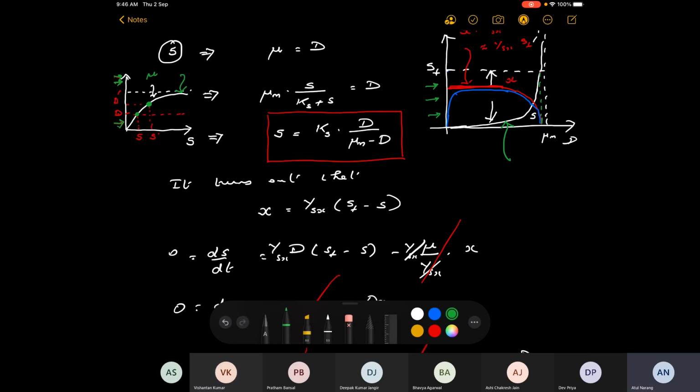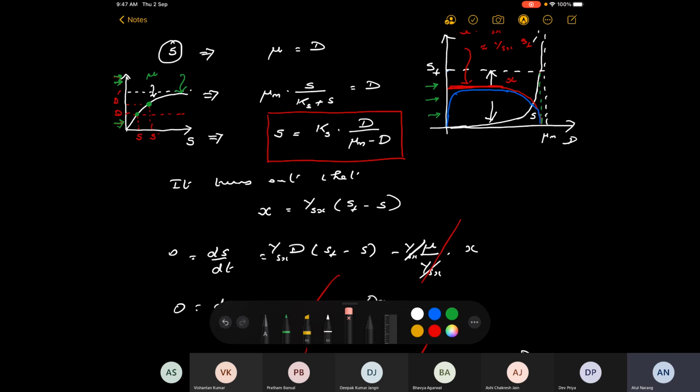Yes, sir. And the second thing I want to point out, which is the important point, is that the substrate concentration goes up and becomes infinitely large as d approaches mu m. But it approaches the value sf at some d smaller than mu m, right? You can see that, right? The way it is drawn, it is hitting sf at some value of d smaller than mu m.